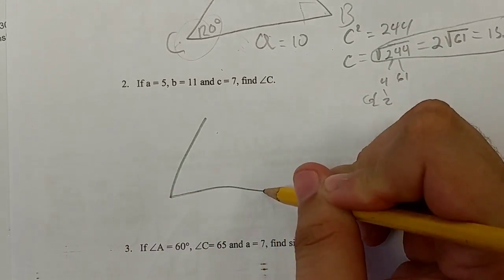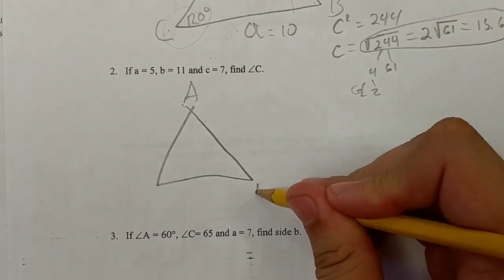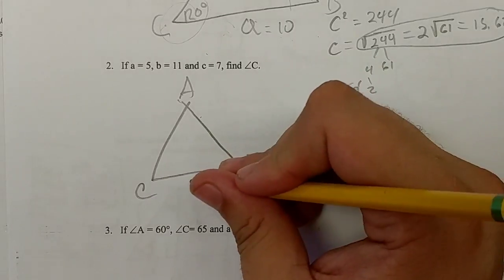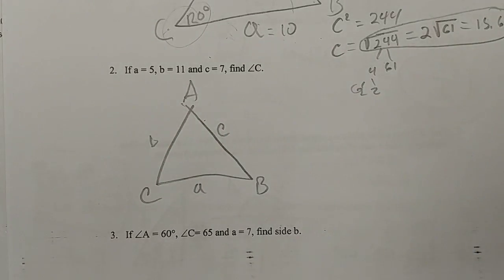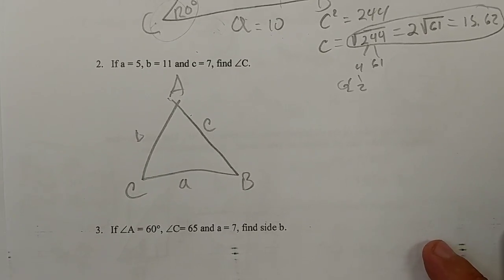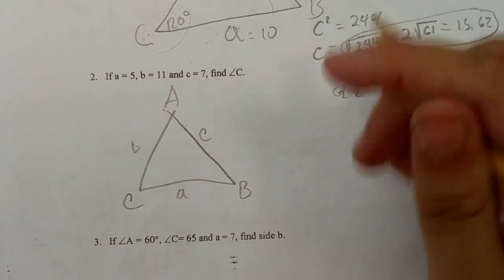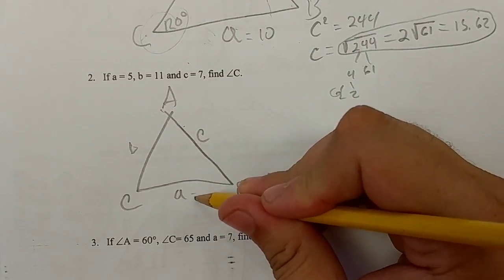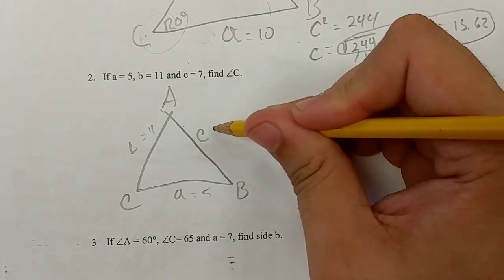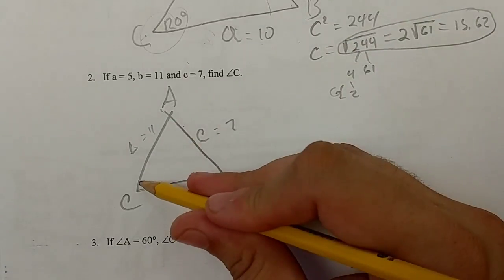So again, make the triangle, capital A, capital B, capital C. Little a, little b, little c. Now I'll try to avoid making you have to make your own triangle on the geometry test, but sometimes it might be easier for me just to write it like this instead of making a triangle each time for you guys. So I know A equals 5, I know B equals 11, I know C equals 7. Find this angle here.